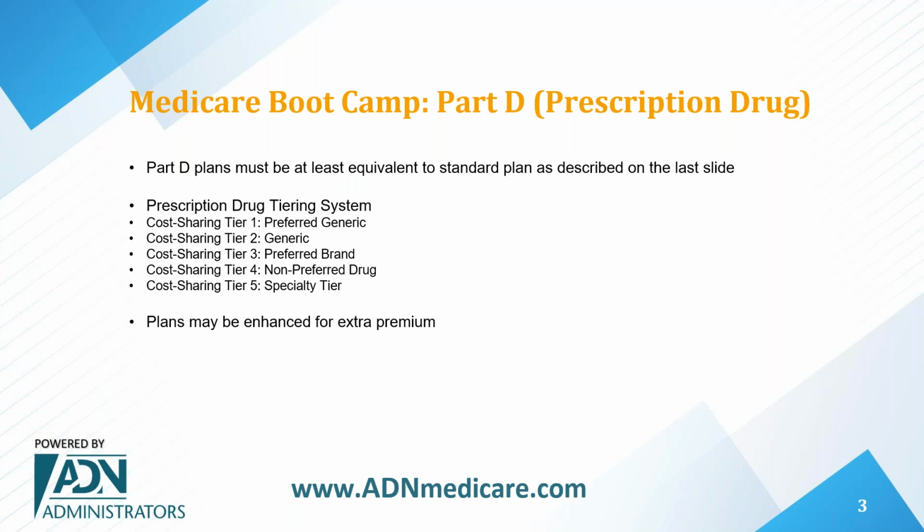And plans may offer richer coverage for more premium. You can buy a lower deductible than the $445. You can buy down the copays and coinsurance. And sometimes you can buy a plan that covers some of the drugs that standard Part D plans do not cover.